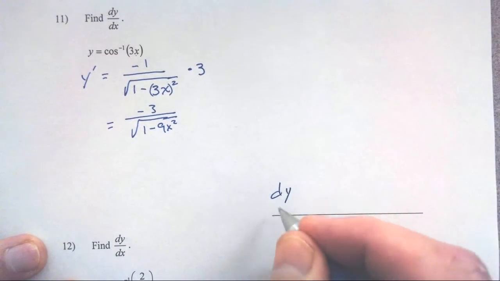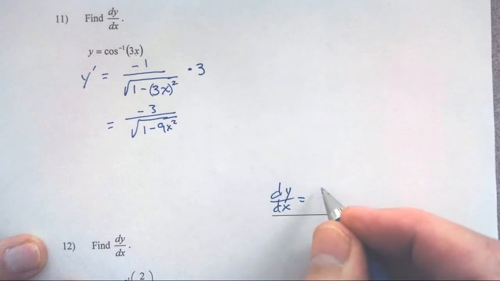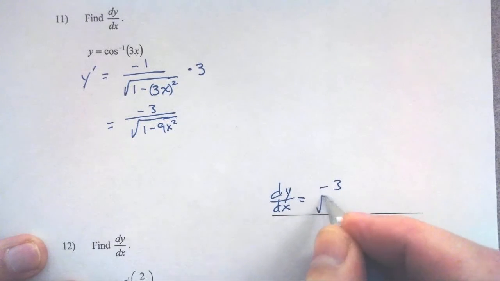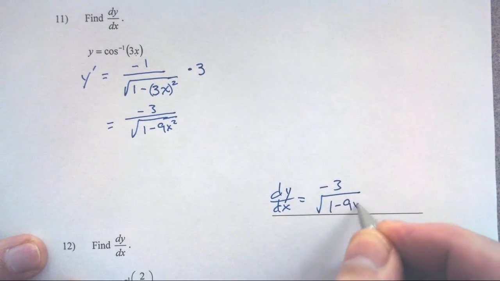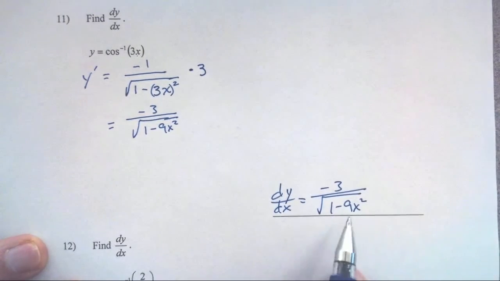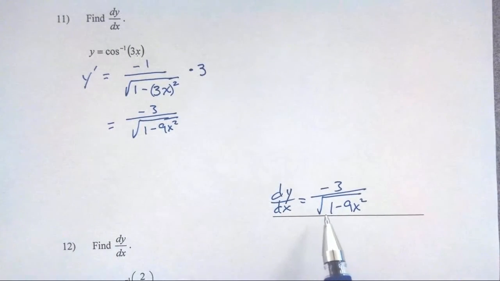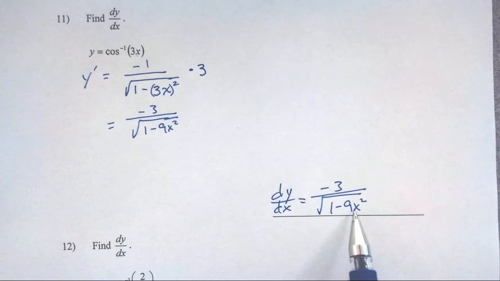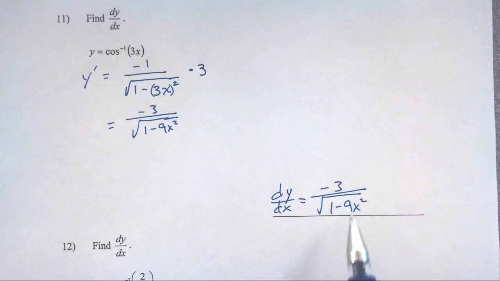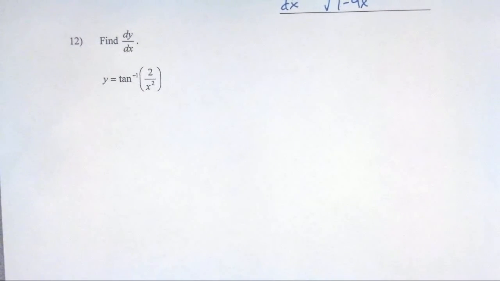dy dx is negative 3 on the big square root of 1 minus 9x squared. Nothing we can do about that. You can say, well, we can factor this. Yeah, we could make this 1 plus 3x times 1 minus 3x. Any payoff? Okay, number 12.